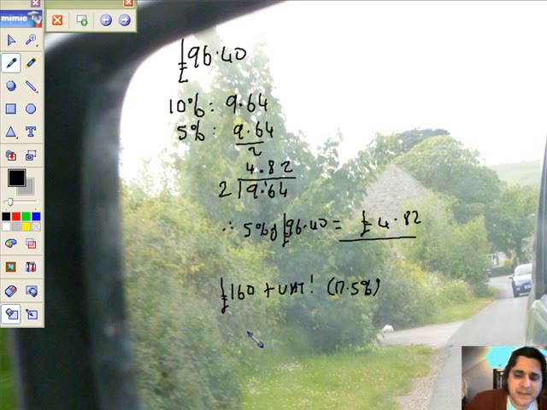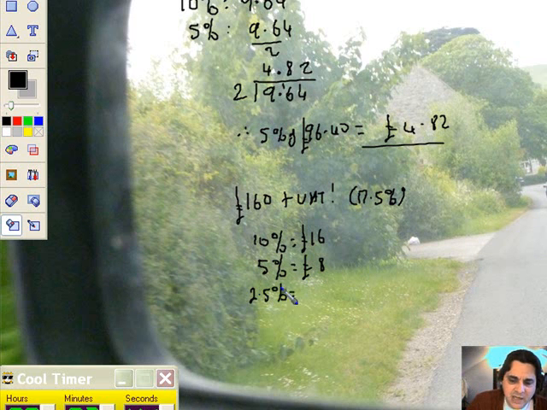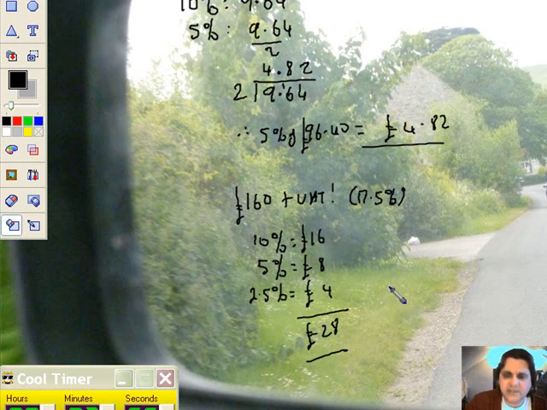Let's start with 10%. A tenth of that is £16. Then I'm going to do 5%. Well, this is easy. It's half of the 16, £8. And the remaining 2.5% is exactly half of 5%, so half of the £8, which is 4. Easy peasy. Now we're going to add it up. 16 plus 8 is 24, plus 4 is £28. And there it is. 17.5% of £160 is £28. And that's all there is to it.